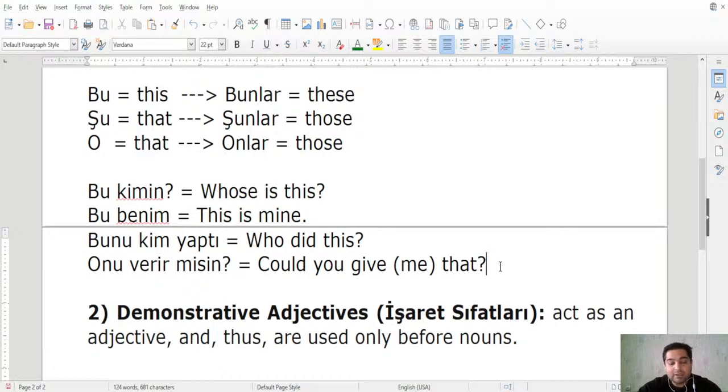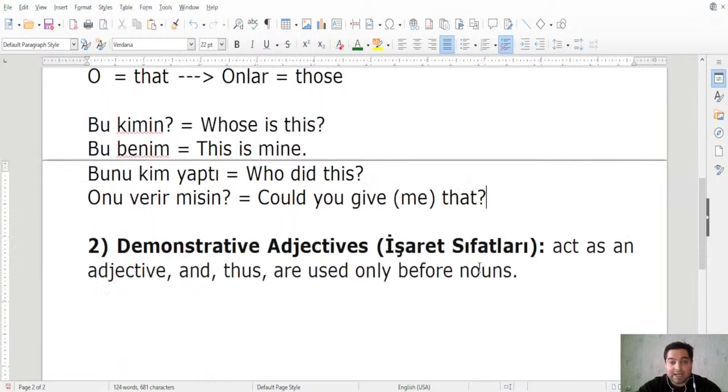Okay. So here you see bu, şu, o are used as demonstrative pronouns. Okay, not adjectives or anything else. So you can use them as bu, şu, şunlar, and so on. So the second use of bu, şu, o is not the pronouns but adjectives.